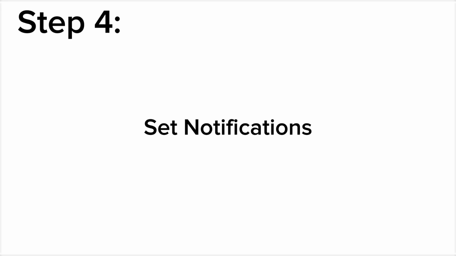Step 4. Set up notifications. Under the notification section, choose where you want to send alerts. You can configure notification channels like email, Slack, etc. that you've already set up in Grafana. Customize the message template if needed.